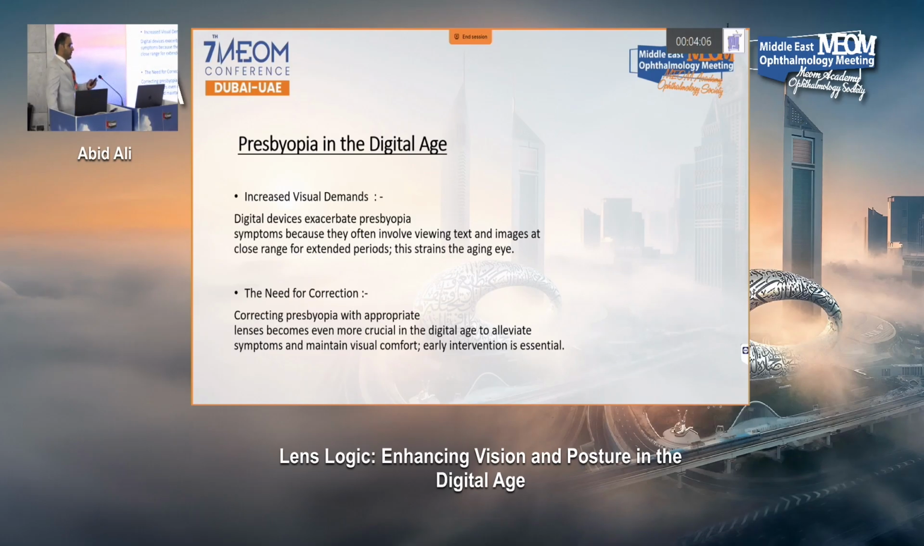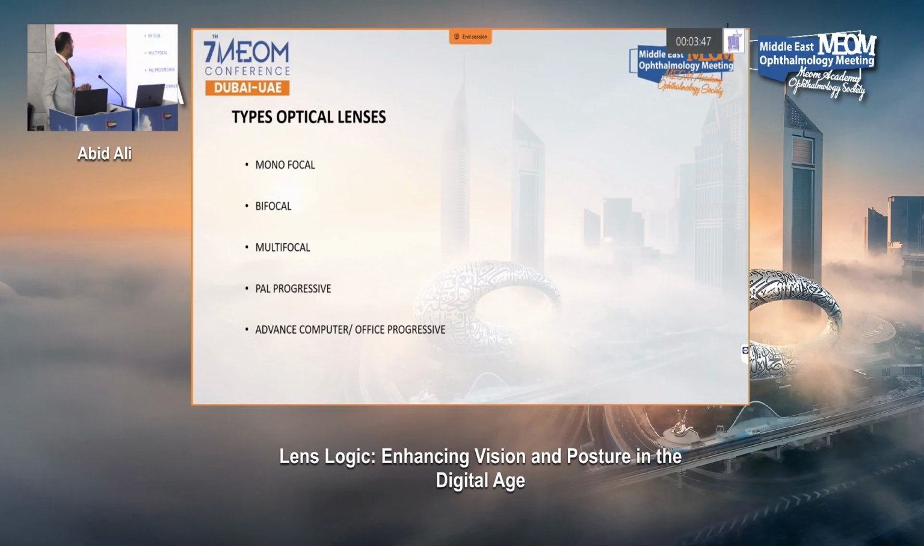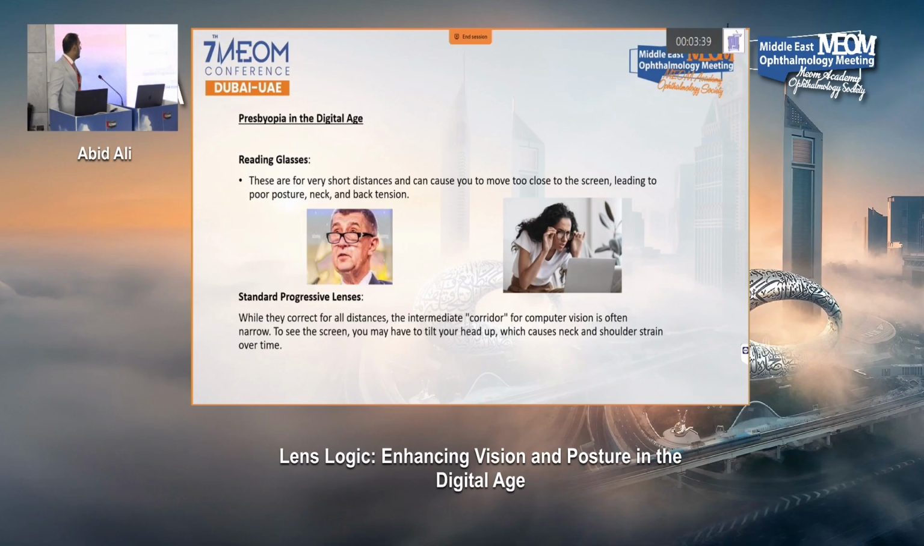Working in front of computers on near tasks, and working on multiple screens at the same time, gives you a lot of tough time while using reading glasses or single-vision glasses. So intervention is crucial to find the best correction. Normally presbyopia is corrected with multiple options: monofocal, bifocal, multifocal, and progressive. There are advanced computer office progressives also.